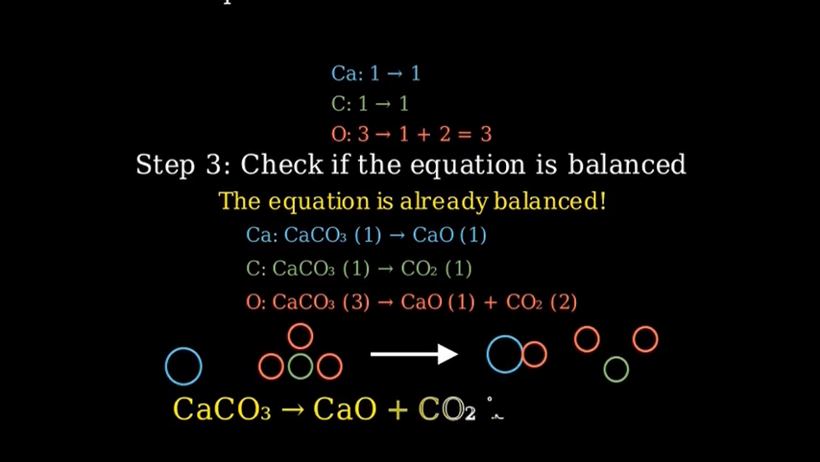In conclusion, we've seen that the equation CaCO3 → CaO + CO2 is already balanced. This means that during this reaction, all atoms are conserved, which is a fundamental principle in chemistry. Remember, in any chemical reaction, the number of atoms of each element must be the same on both sides of the equation.